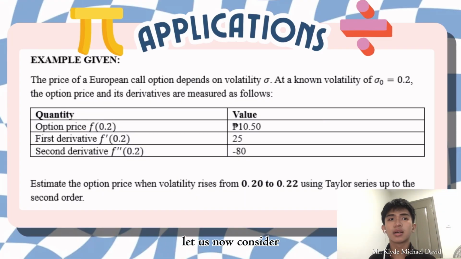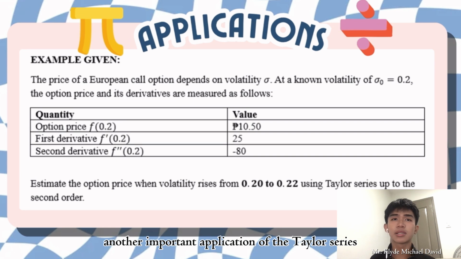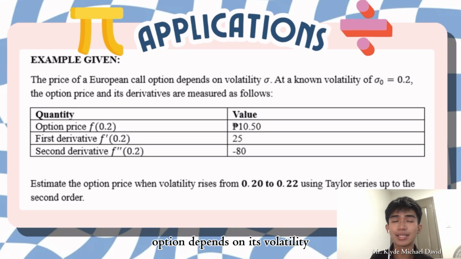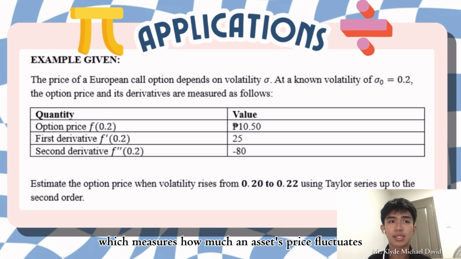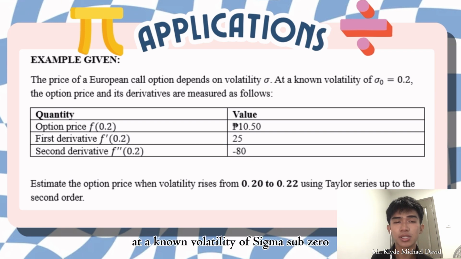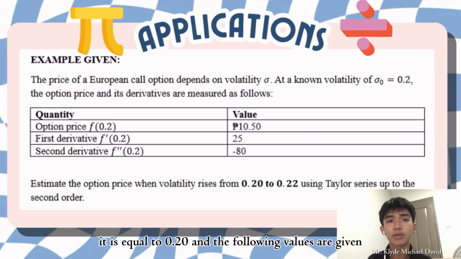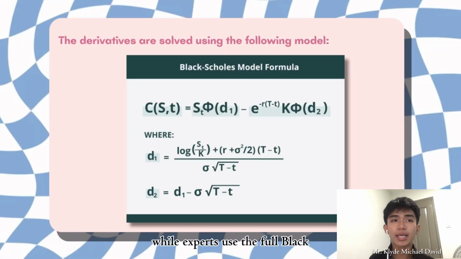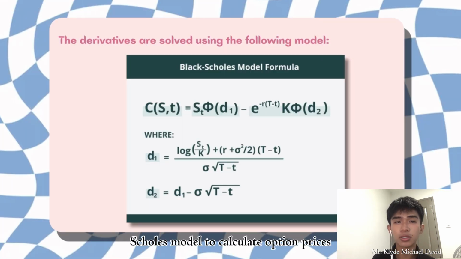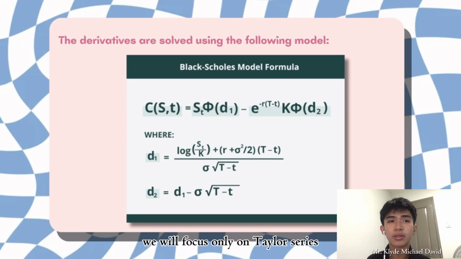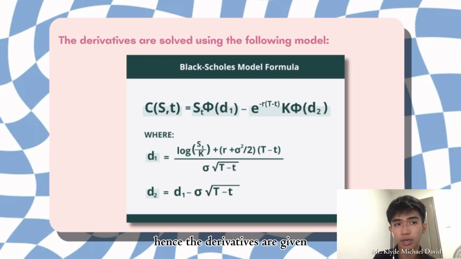Let us now consider another important application of the Taylor series in financial modeling, particularly in option pricing. The price of a European call option depends on its volatility, denoted by sigma, which measures how much an asset's price fluctuates. At a known volatility of sigma sub 0, which is equal to 0.20, the following values are given. While experts use the full Black-Scholes model to calculate option prices in Philippine pesos, we will focus only on Taylor series, hence the derivatives are given.